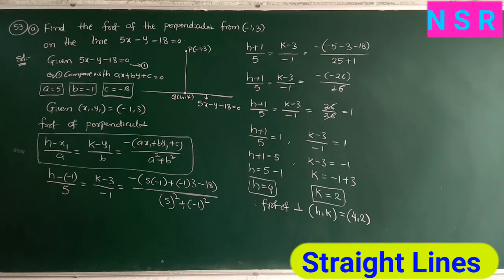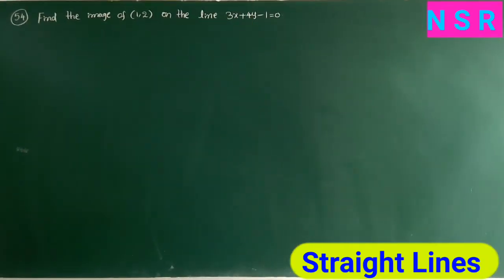So apply here the foot of perpendicular formula. What is the foot of perpendicular formula? h minus x1 by a equal to k minus y1 by b equal to minus of (a x1 plus b y1 plus c) by a square plus b square.